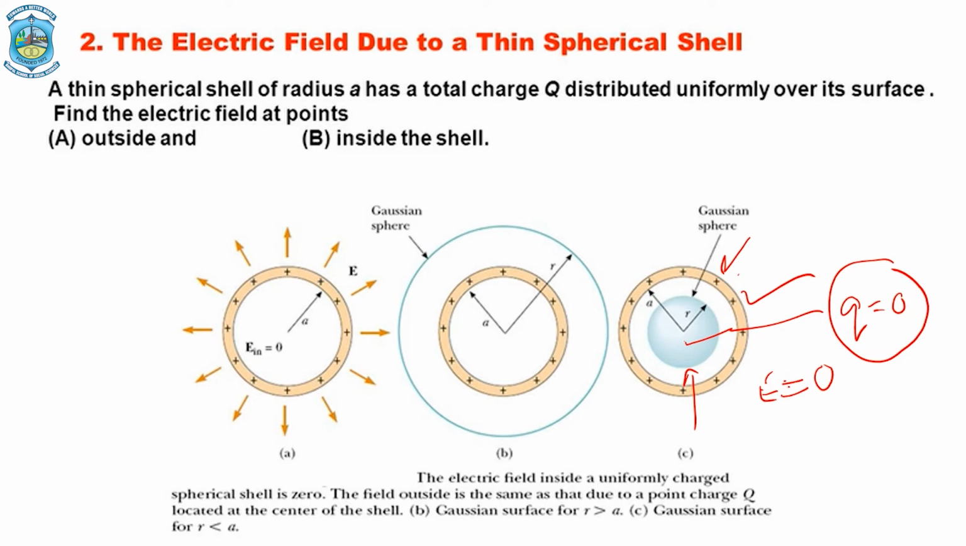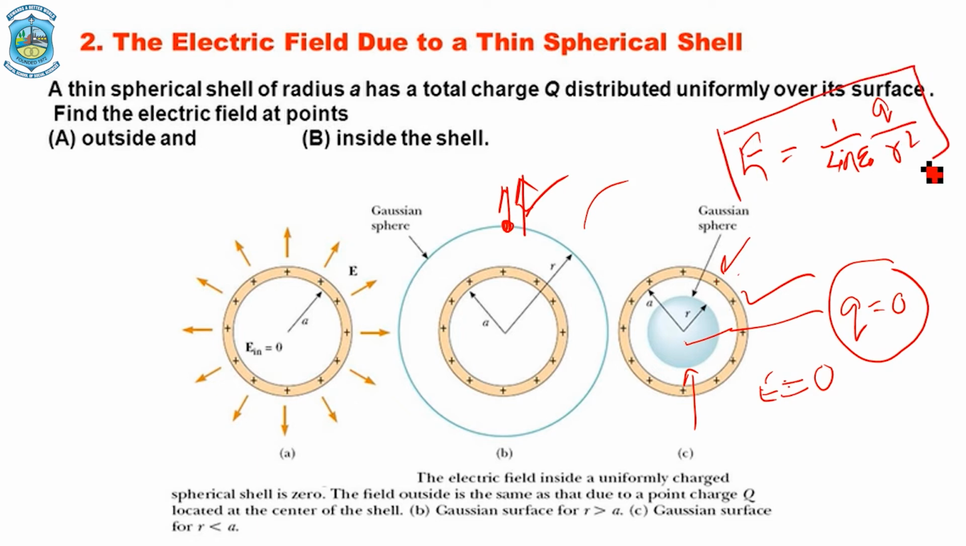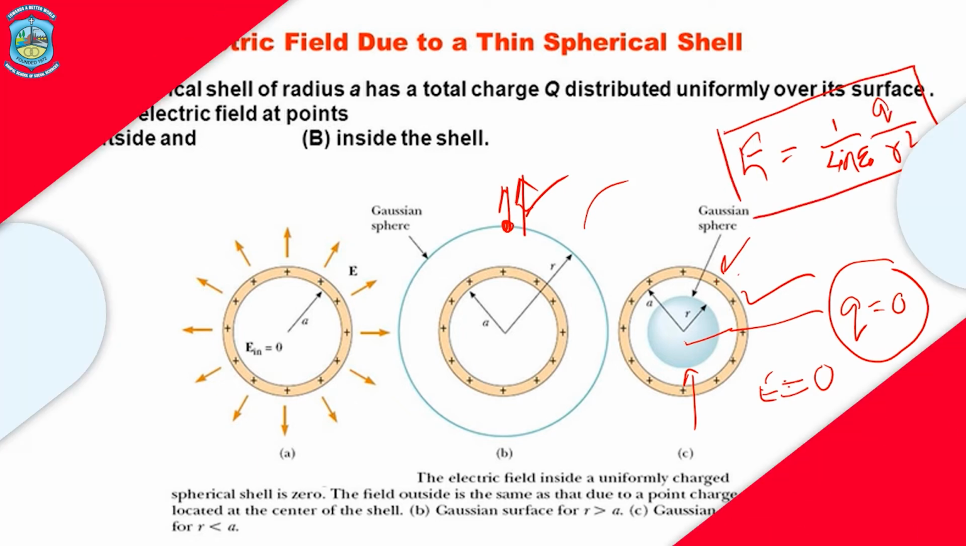And if we find the expression for the electric field somewhere outside, which we can do by drawing a Gaussian surface over here, we will see that both the area vector and the electric field vector have the same direction, and by using the same expressions of Gauss's law, we can find the electric field, which comes out to be 1 upon 4 pi epsilon naught times q upon r square.